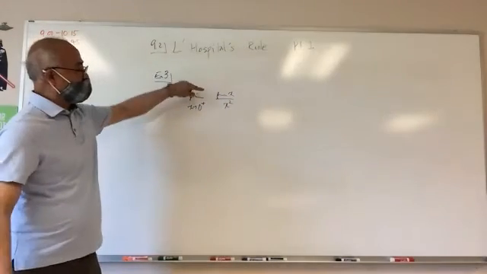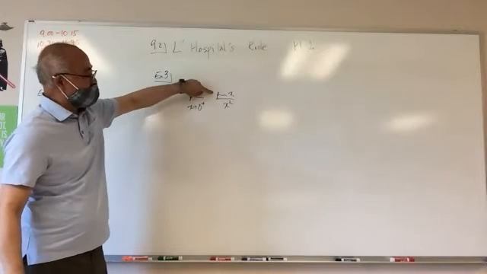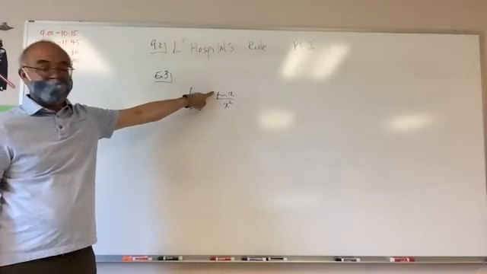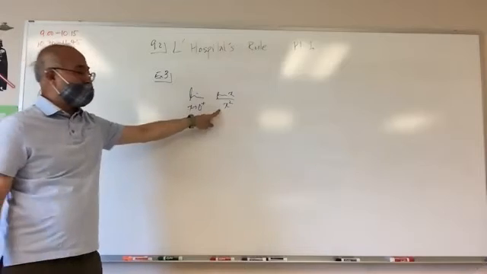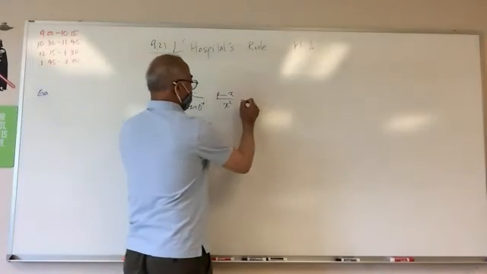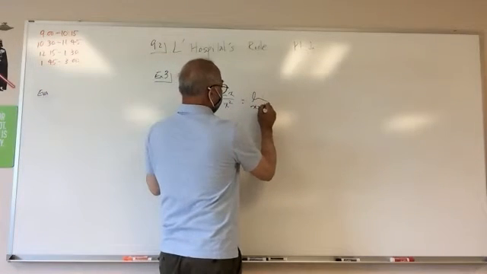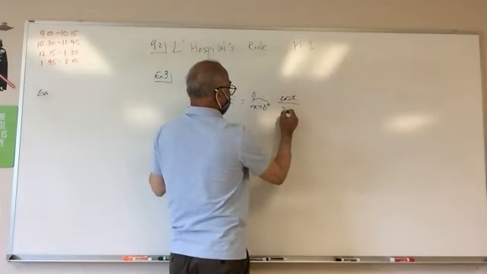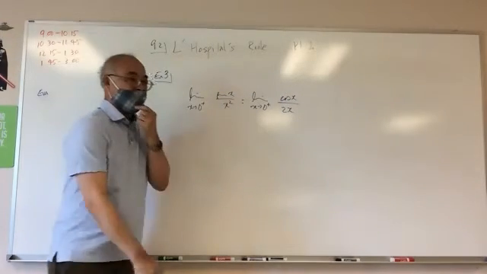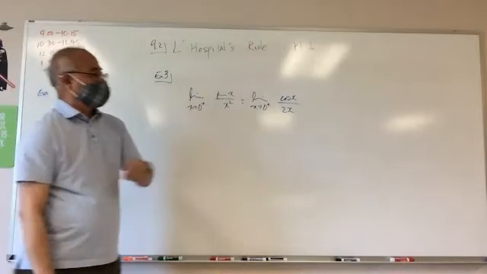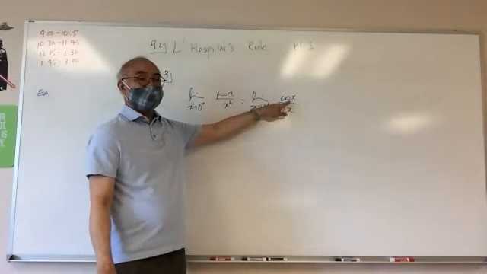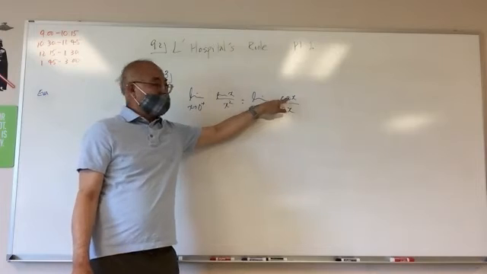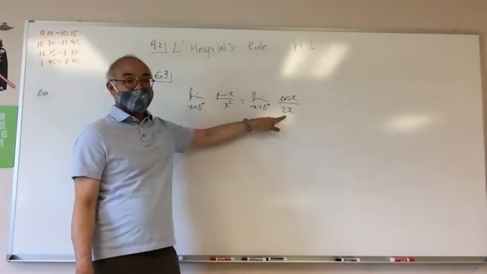Okay, so what do I get on the top? As x goes to 0, sine of 0 is 0, so I get 0 on top. I get 0 on the bottom too, right? So I take the derivative of top and bottom. The derivative of the top is cosine x, the derivative of the bottom is 2x. So what do I get when x goes to 0? Cosine goes to 1.